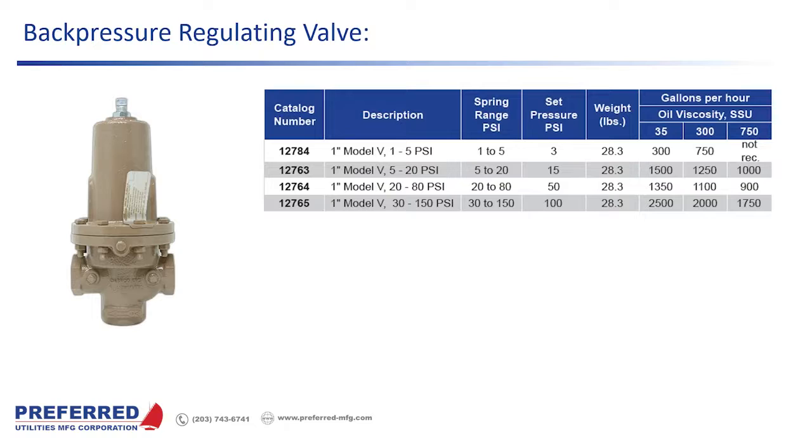So for fire tube boilers or water tubes, you're usually going to be the 12765. That's a 30 to 150 psi spring. For a mechanically atomized, it's usually the 12763 with a 5 to 20 psi spring. And we showed you how to pipe these.